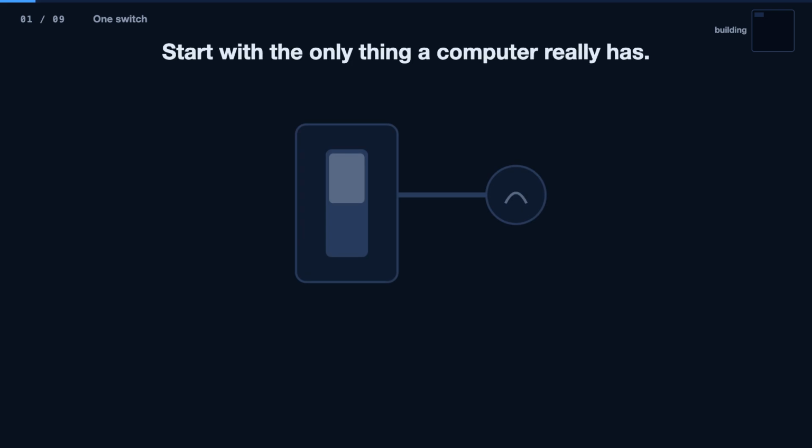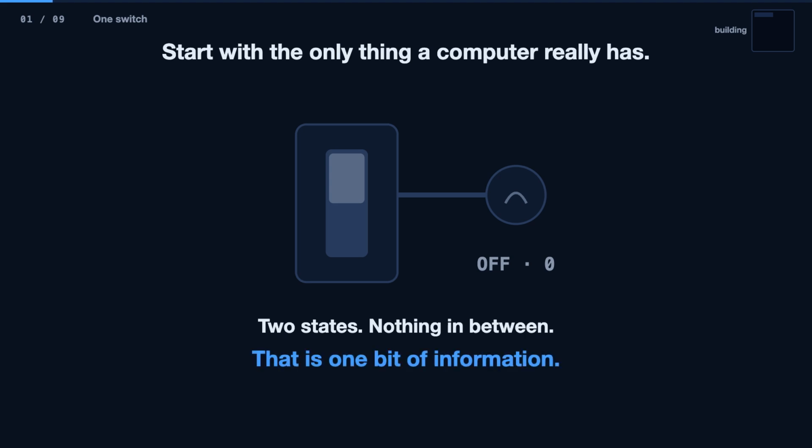Start with the only thing a computer really has: a switch. It is on or it is off. There is nothing in between. No maybe, no 70%. 2 states, and that is the entire vocabulary. That single yes or no is called a bit. It is the smallest amount of information that can exist.